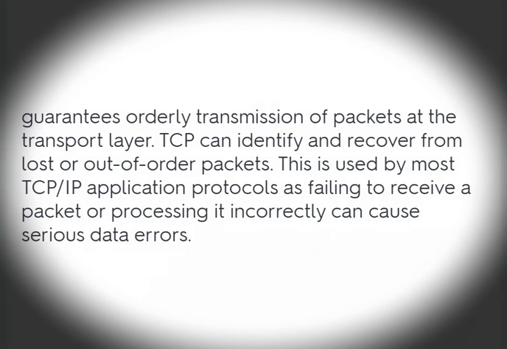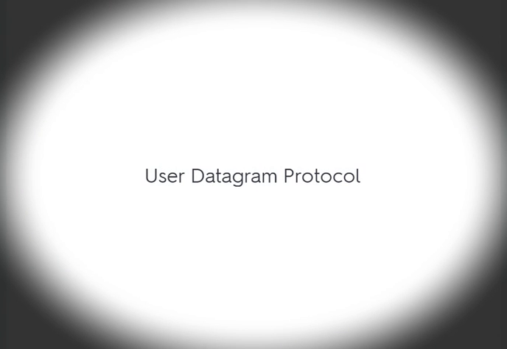Transmission Control Protocol guarantees orderly transmission of packets at the transport layer. TCP can identify and recover from lost or out-of-order packets. This is used by most TCP/IP application protocols, as failing to receive a packet or processing it incorrectly can cause serious data errors. User Datagram Protocol.